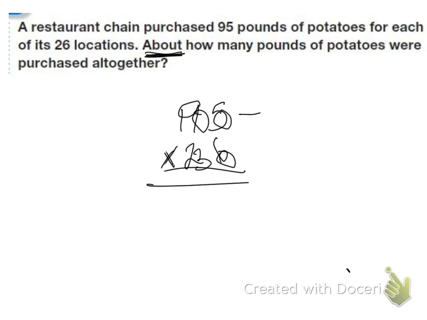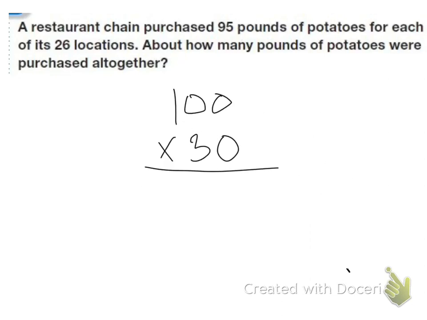Okay, oops. When I multiply, remember, we can bring extra zeros down. And now I can multiply by the 3. 3 times 0 is 0. 3 times 0 is 0. And 3 times 1 is 3. So it's about 3,000 pounds is about how much potatoes we have.